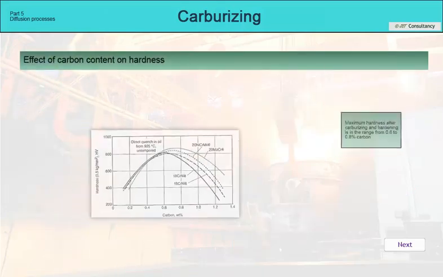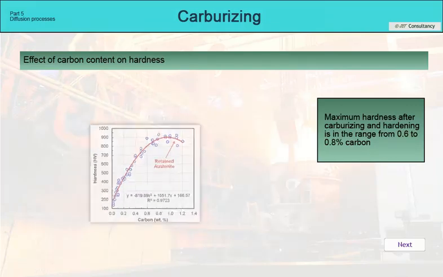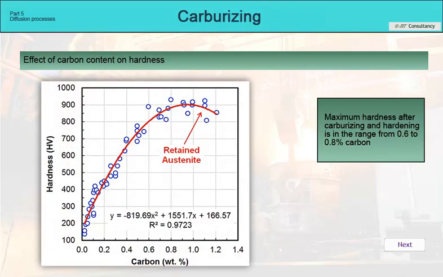The amount of carbon in the layer also affects the hardness after quenching. The graph shows that the maximum is achieved when the surface is saturated to approximately eutectoid composition, in the range of 0.6 to 0.8% carbon. Above this value, with increasing carbon content, the hardness decreases due to the increasing content of residual austenite.